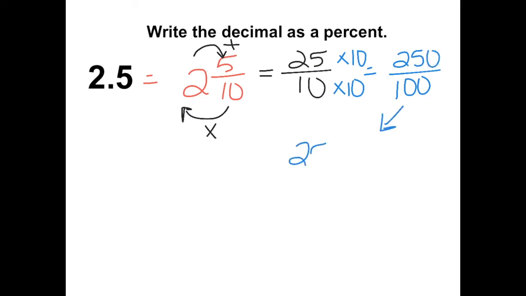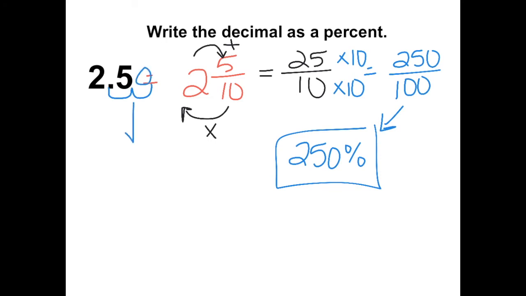250/100 can be written as 250%. If we use the shortcut rule, we can move the decimal 2 places to the right and add a 0, and also add our percent symbol. We get 250%.